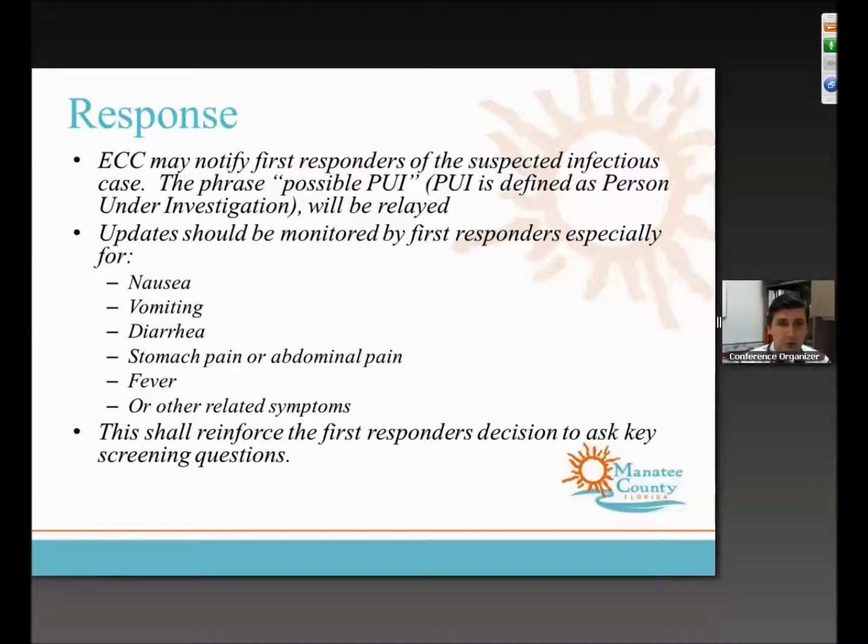This would let you know that you need to initiate precautions before ever getting to the house, certainly before going into the house. You should be monitoring your computer for updates that may tell you whether the patient has nausea, vomiting, diarrhea, stomach pain, fever, or other related symptoms, as those questions will be asked by the 911 call taker. This should reinforce the first responder's decision to ask key screening questions before anybody makes contact with patients or enters the house if possible.